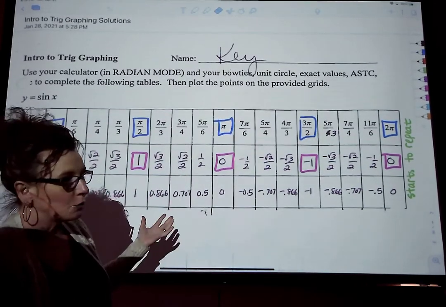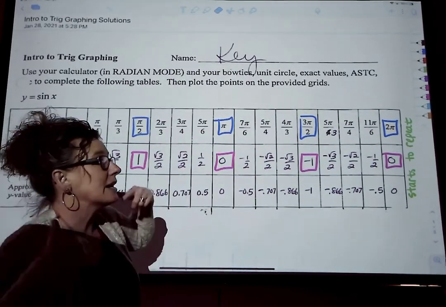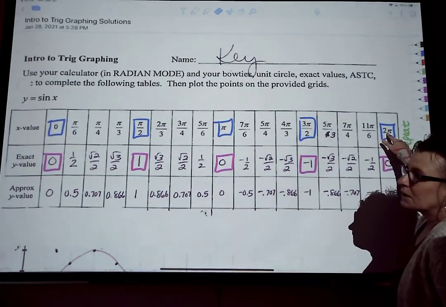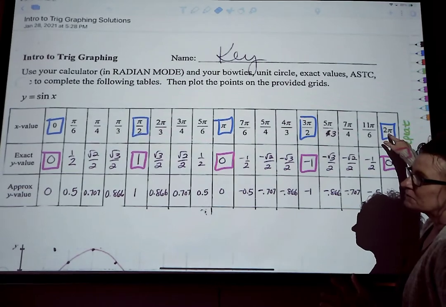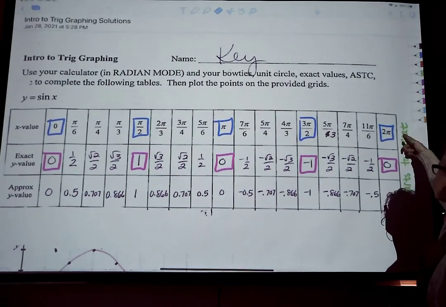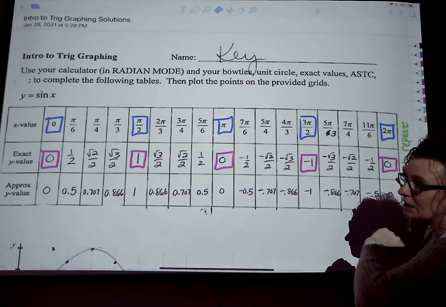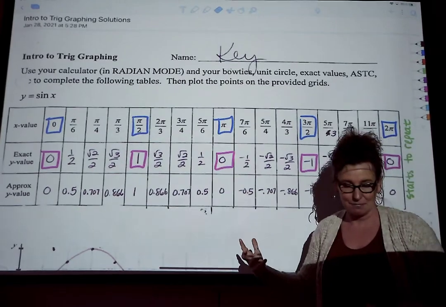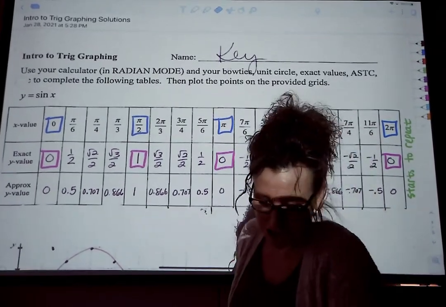And then, we could look at them in cosine too. If I continued this, my next angle would be, let me think in terms of 6, 12 pi. My next angle would be 13 pi over 6, and my y value would be positive 1/2. It's going to repeat itself. Now, here's what I want you to check out.